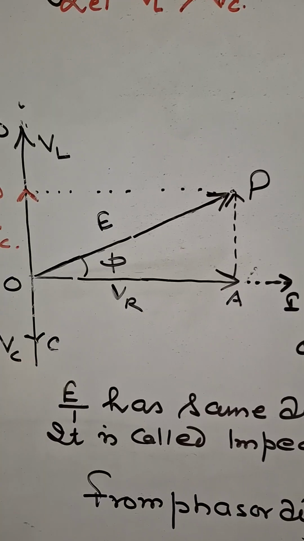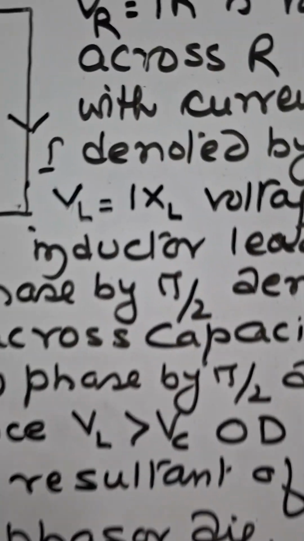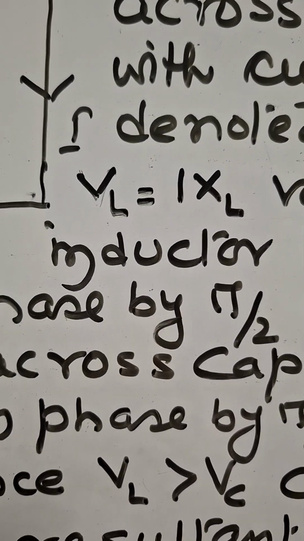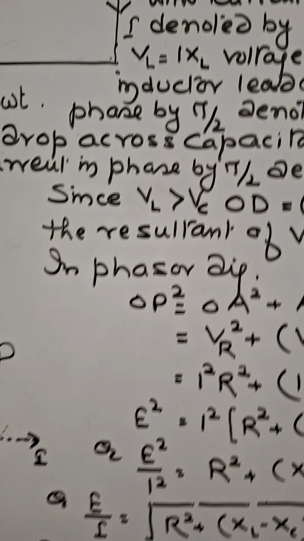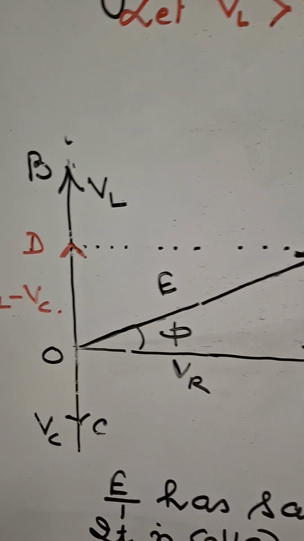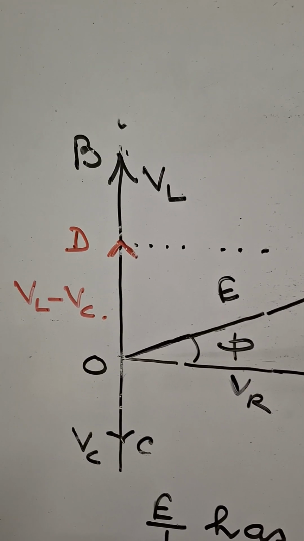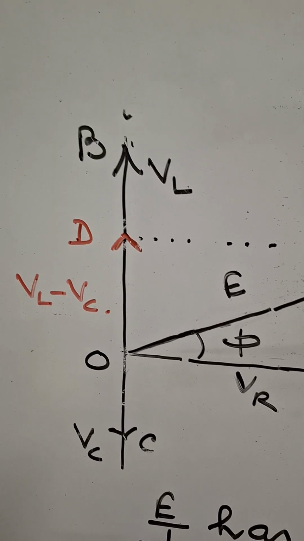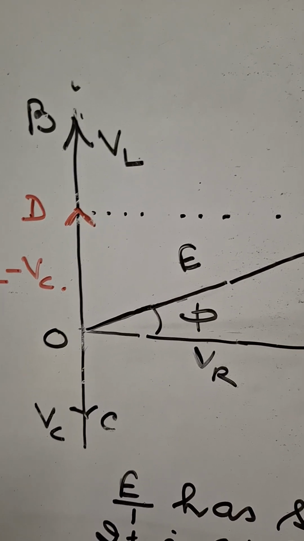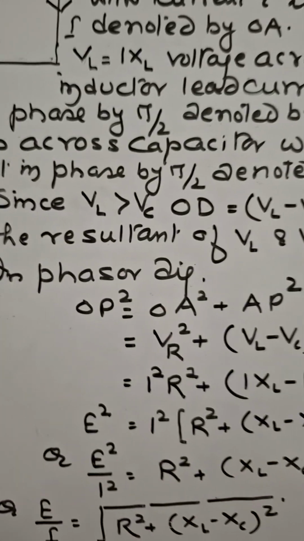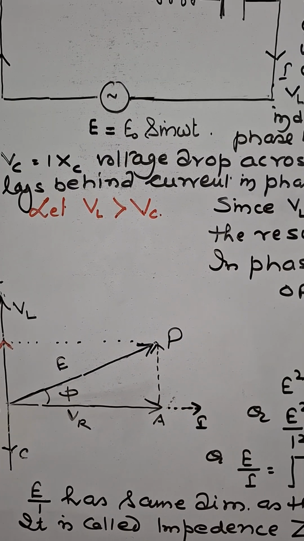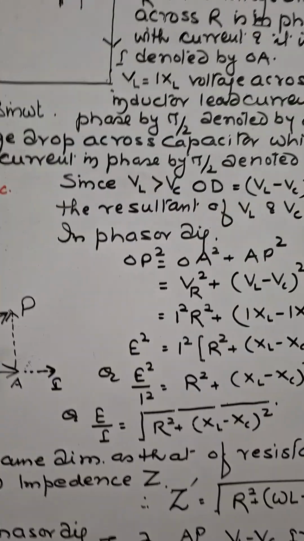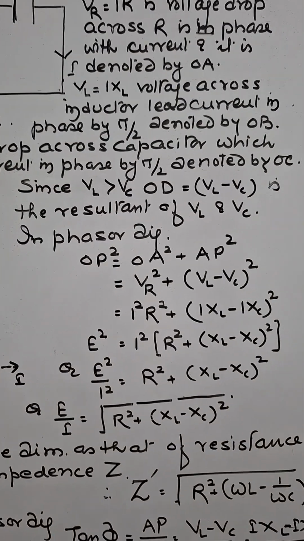VL is equal to IXL is the voltage drop across inductor coil which leads current in phase by pi by 2 and denoted by OB in the phasor diagram. OC represents VC, that is equal to IXC, which lags behind the current in phase by pi by 2.